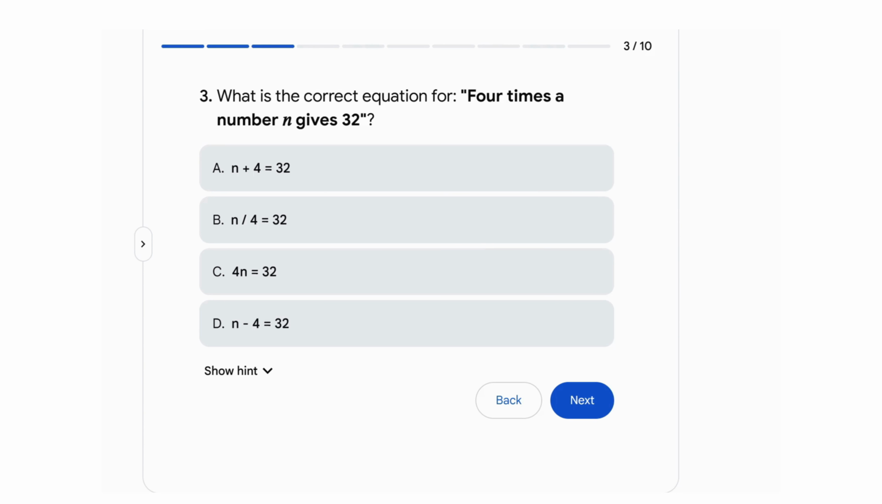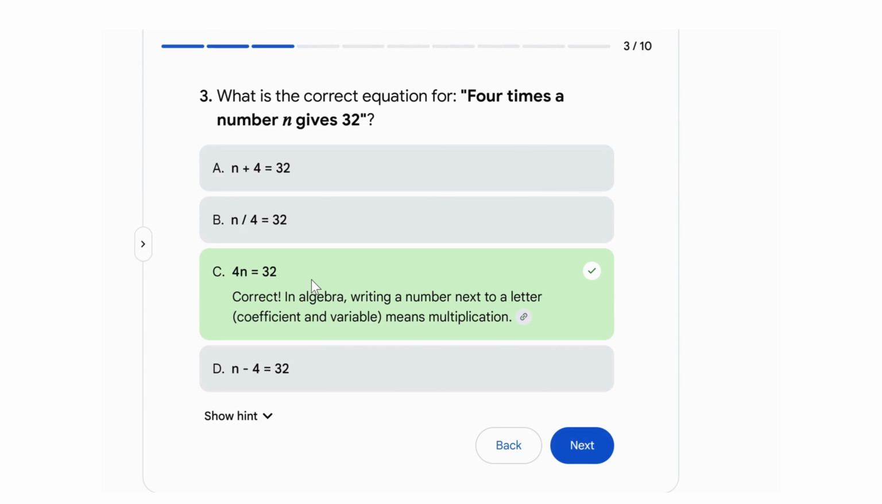What's the correct equation for 4 times a number n gives 32? We're going to multiply the number n by 4, and then the result will be 32. So that is 4 times n, which is 4n, and then we get 32. So 4n equals 32, and that's C. That's correct. Let's move to the fourth one.